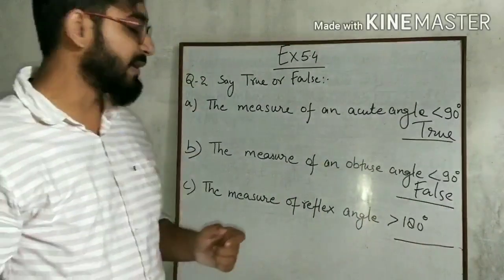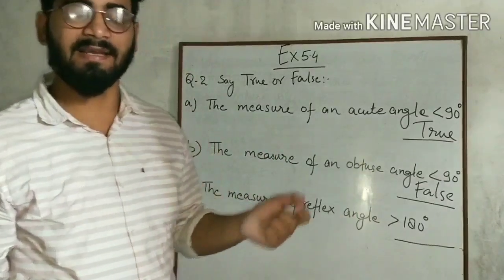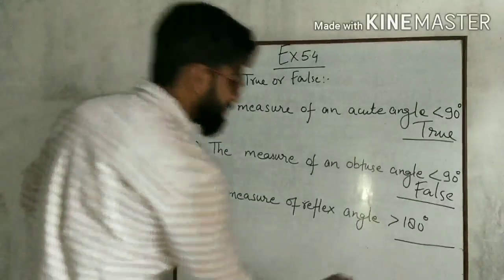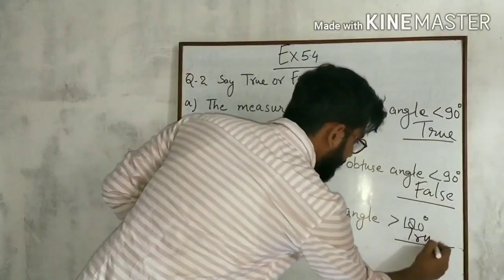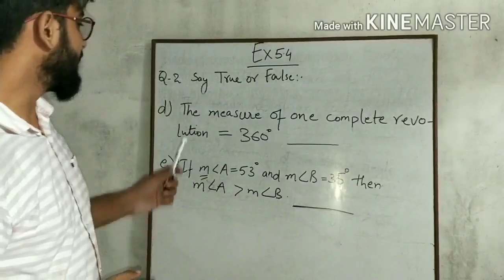Now the C part. The measure of a reflex angle is greater than 180 degrees. Yes, we all know that a reflex angle is an angle which is greater than 180 degrees. So it is true. Okay, C part is true. Now moving to the D part. What is the D part?